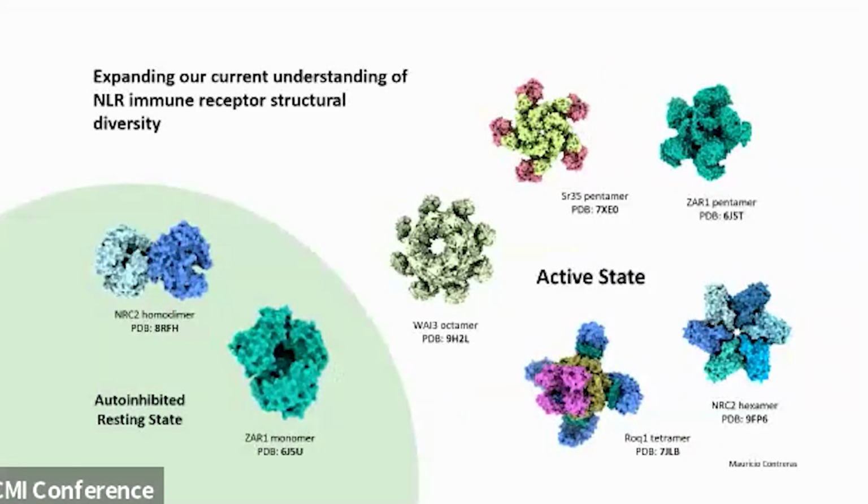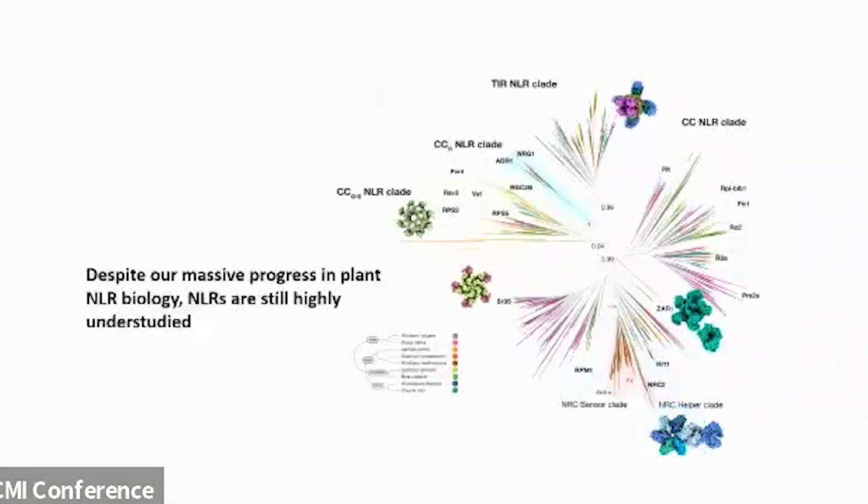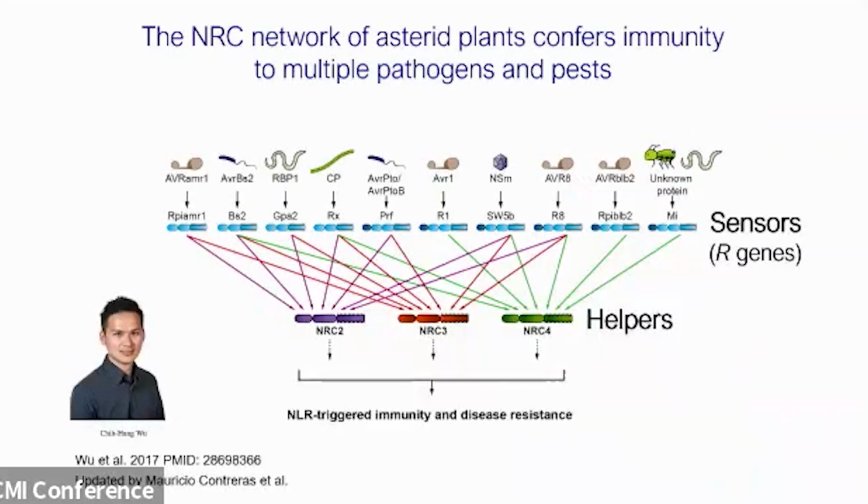But we also have a lot of different structures, both in the resting states, which surprisingly turned out to be more difficult to get at, and also in the activated state, where we also have different stoichiometries. We even have an octamer recently solved in collaboration with Jonathan Jones' lab. And these tend to be reflected by the phylogeny, where we have a lot of diversification in different types of resistosomes.